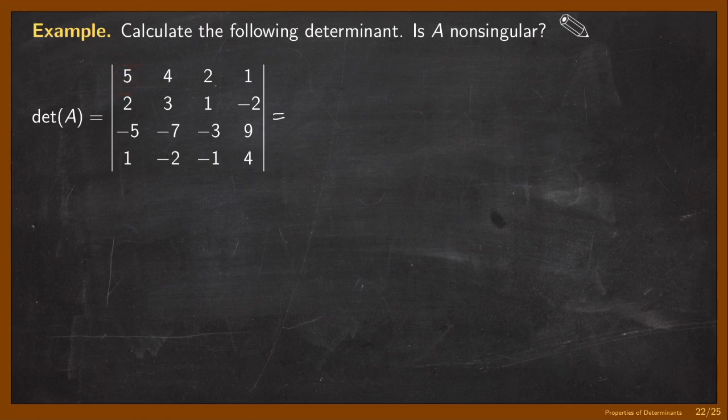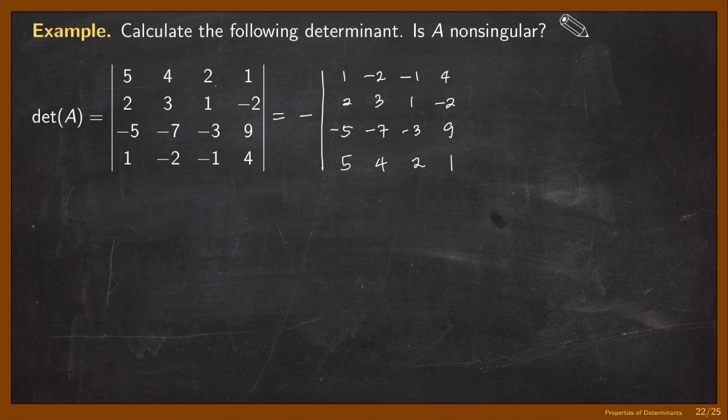What you can do is look for other ones, either in this row or this one, by simply using a row swap or a column swap. So let's just do a row swap. But by doing a row swap, take note that you are introducing a minus sign. Okay? Negative 2, negative 5, negative 7, negative 3, 9, 5, 4, 2, 1.